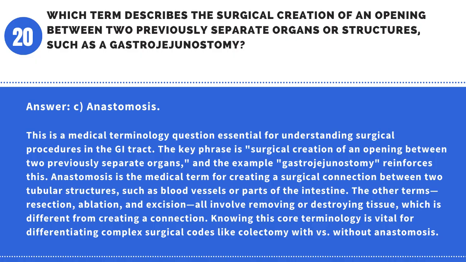The key phrase is surgical creation of an opening between two previously separate organs, and the example gastrojejunostomy reinforces this. Anastomosis is the medical term for creating a surgical connection between two tubular structures, such as blood vessels or parts of the intestine. The other terms, resection, ablation, and excision, all involve removing or destroying tissue, which is different from creating a connection. Knowing this core terminology is vital for differentiating complex surgical codes like colectomy with versus without anastomosis.